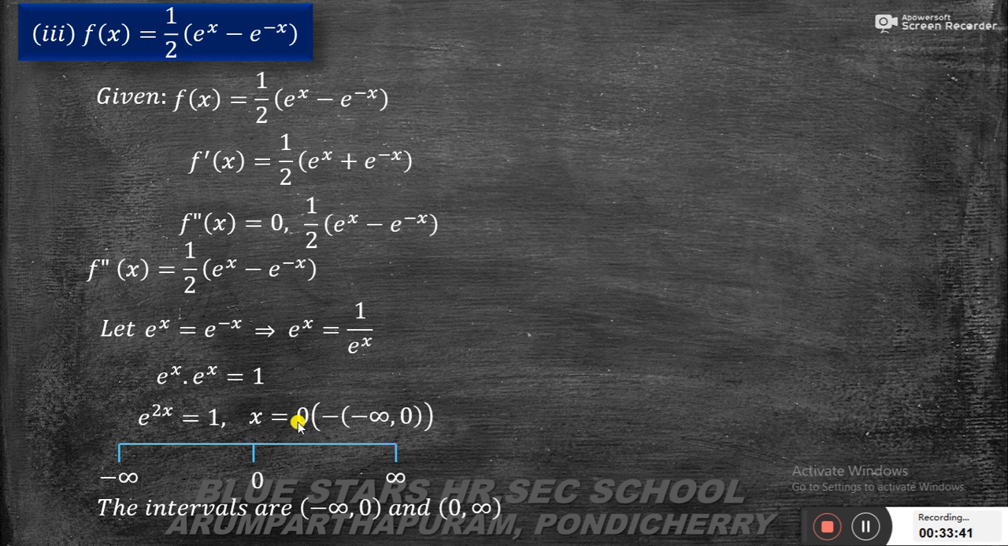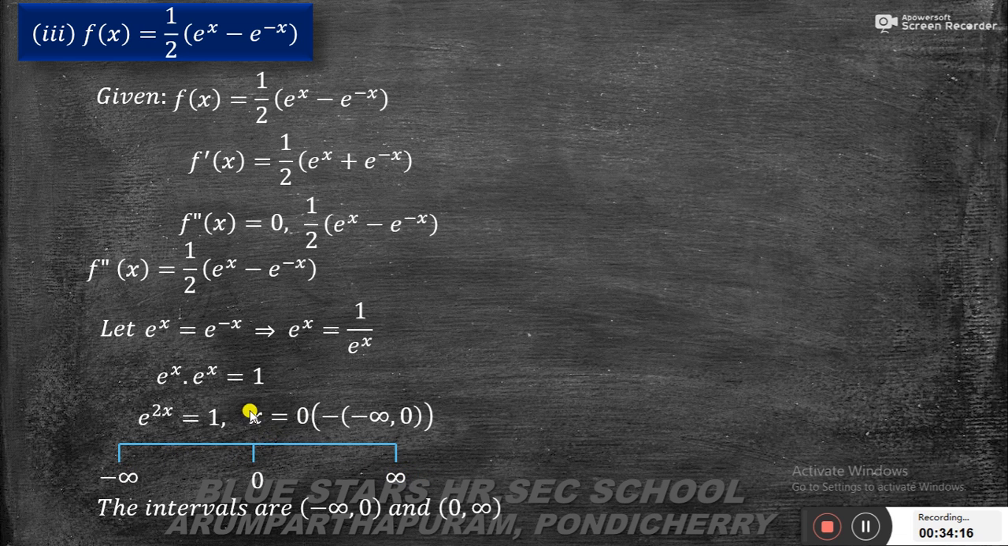So I mark it in the interval minus infinity comma plus infinity. Therefore I write it. You leave this interval; you consider only x equal to 0. Basically we know the number line starts from minus infinity to plus infinity. Minus infinity represents the negative numbers, and plus infinity represents the positive numbers.